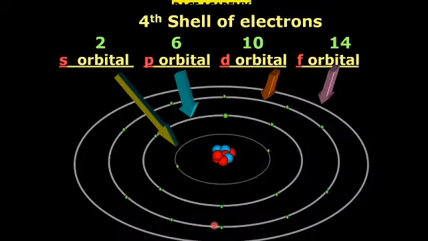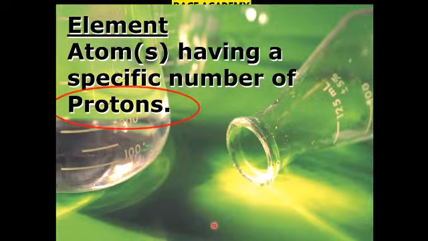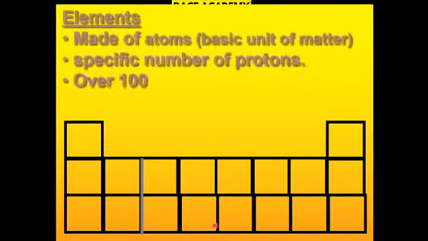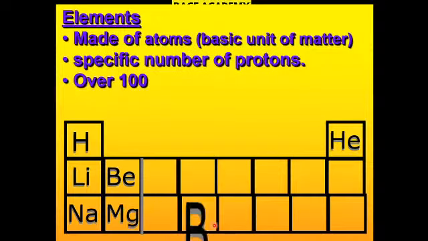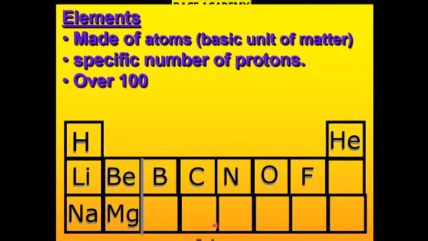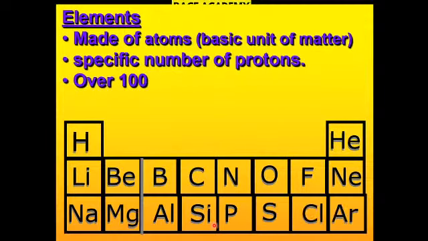next we'll move to the next one, that is the element. What is an element? An element is but atoms having a specific number of protons. It's called the elements made of atoms. Basic units of matter, nothing but atoms. Specific number of protons. We have different things there.